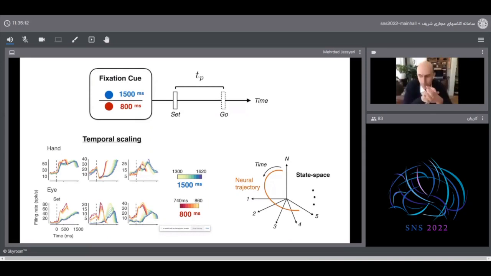Now, what I would like to invite you to do for a moment is to think about how temporal scaling manifests itself in the state space representation. If I have a group of neurons that are changing their firing rate in a certain way, that will generate some trajectory. Now, if all the neurons get stretched by a factor of 2, what would happen in the state space? How would the neural trajectory change in the state space?